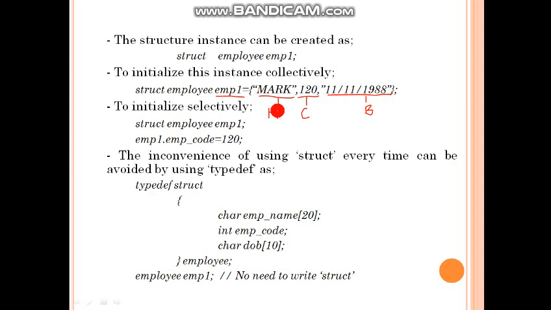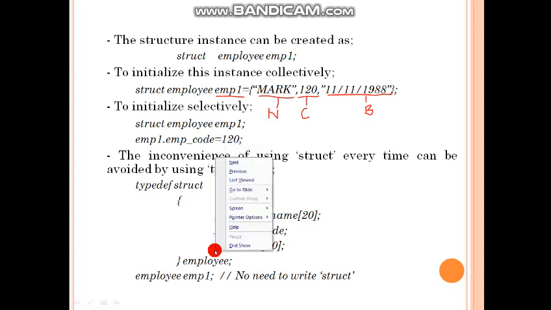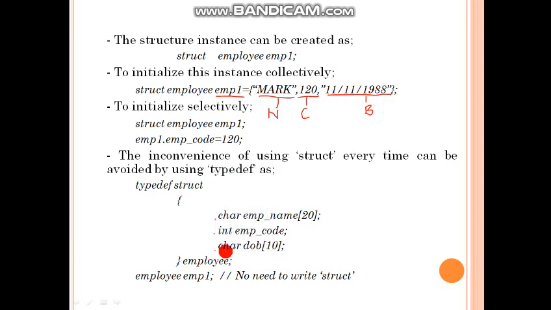The inconvenience of using struct every time can be avoided by using typedef. Typedef struct is equal to character name underscore 20, and integer employee emp code, character date of birth, like this. So these are the different codes in different ways. Then employee emp1 is equal to, no need to write struct.